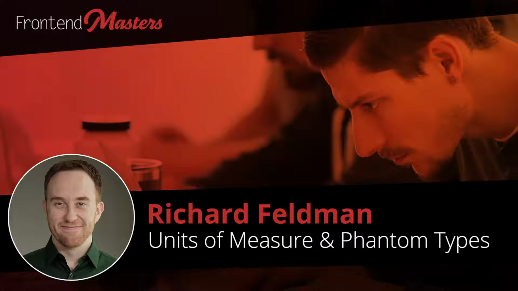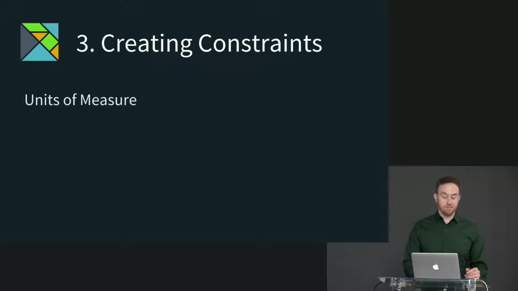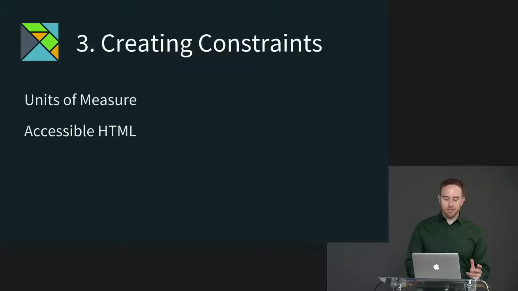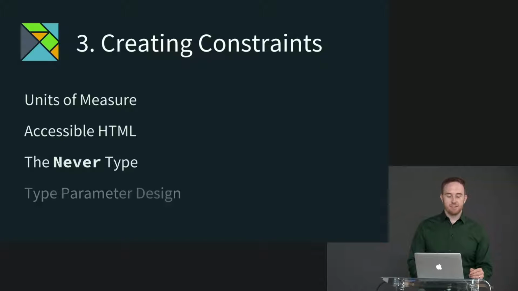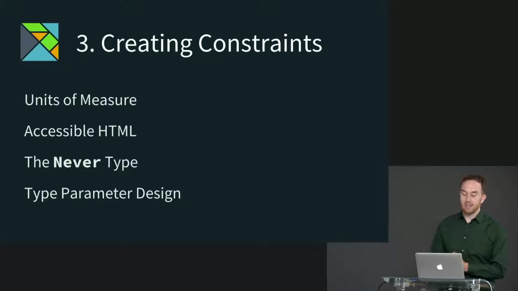So part 3, creating constraints. Talk about a few things here. First, we're going to talk about units of measure. Then we're going to talk about accessible HTML, then the never type, and finally, type parameter design.